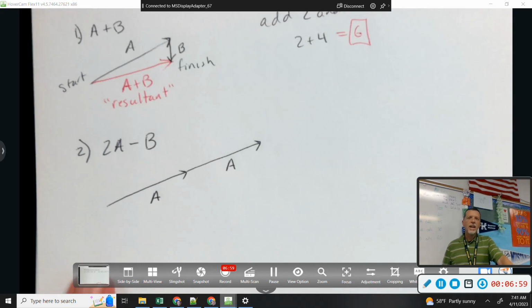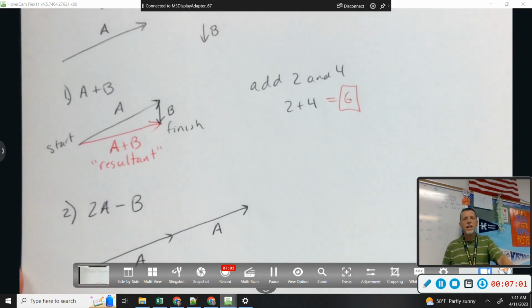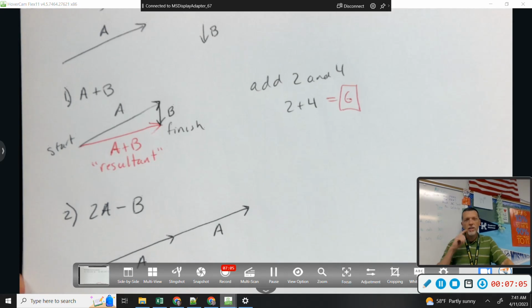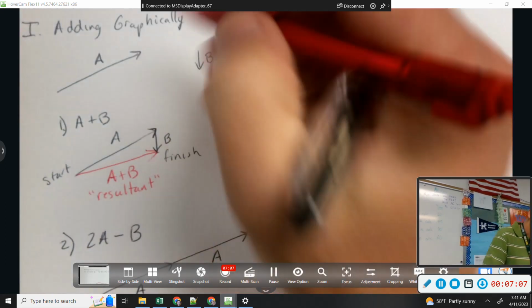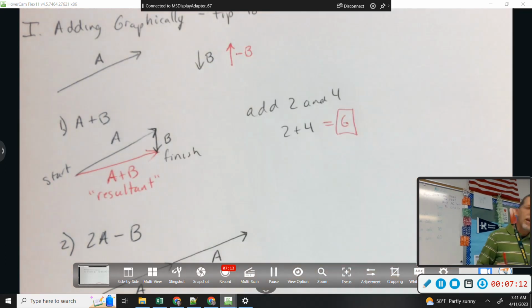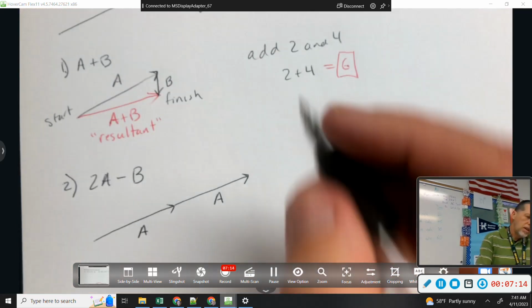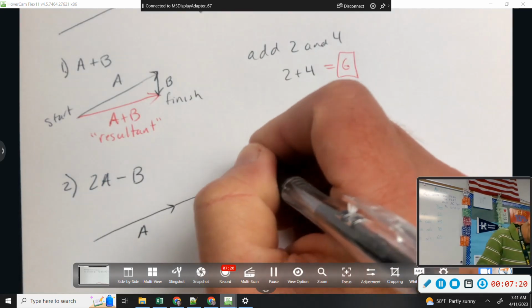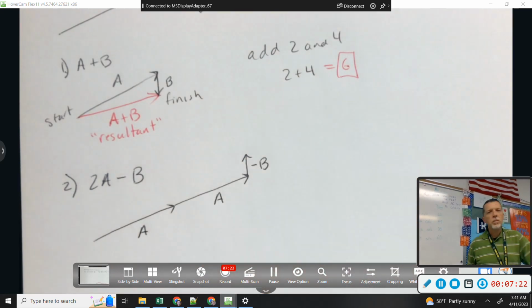And then a negative b. Do you know what a negative b would look like? Yeah, straight up, because it would be the opposite direction of b. So it would look the same, except the arrow would be on the other end. So negative b is up. So we don't really subtract vectors, we just add negatives. So there's negative b.